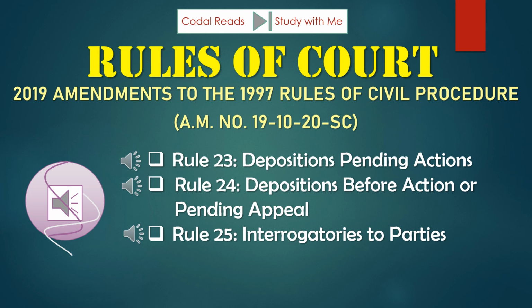At the trial or upon the hearing of a motion or an interlocutory proceeding, any part or all of a deposition, so far as admissible under the rules of evidence, may be used against any party who was present or represented at the taking of the deposition or who had due notice thereof, in accordance with any one of the following provisions. A. Any deposition may be used by any party for the purpose of contradicting or impeaching the testimony of the deponent as a witness.